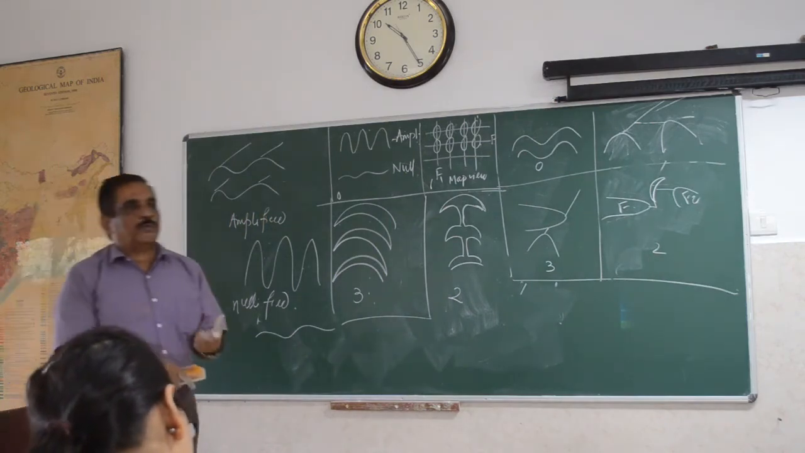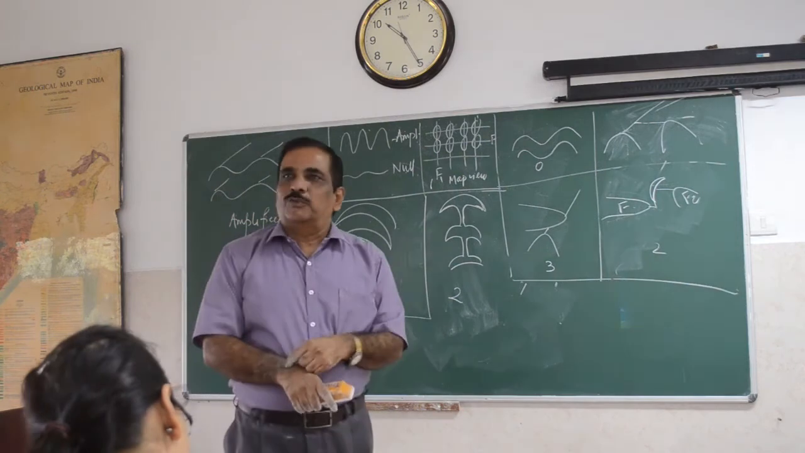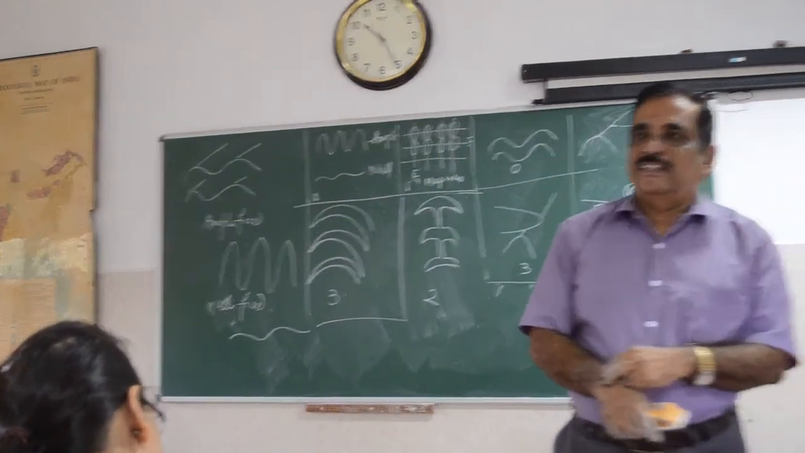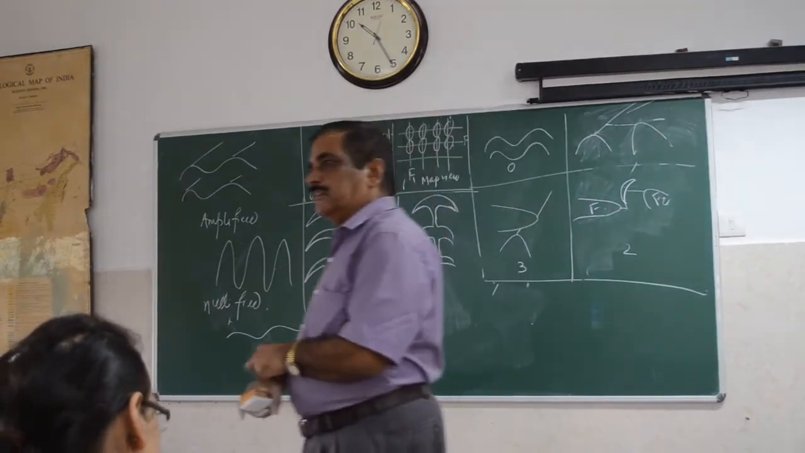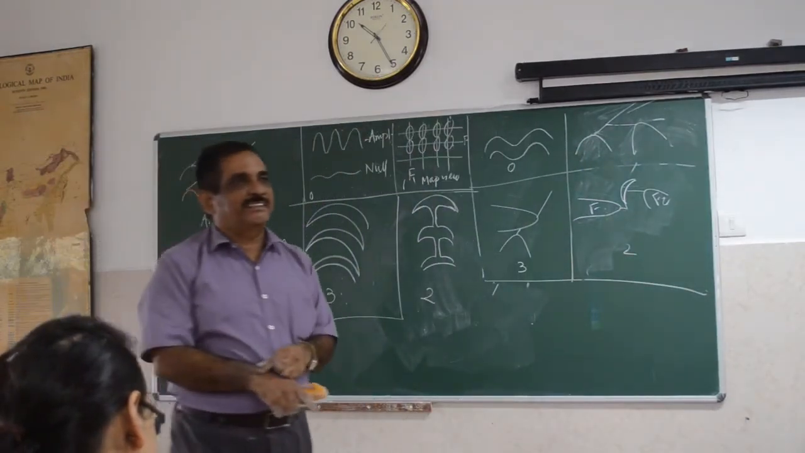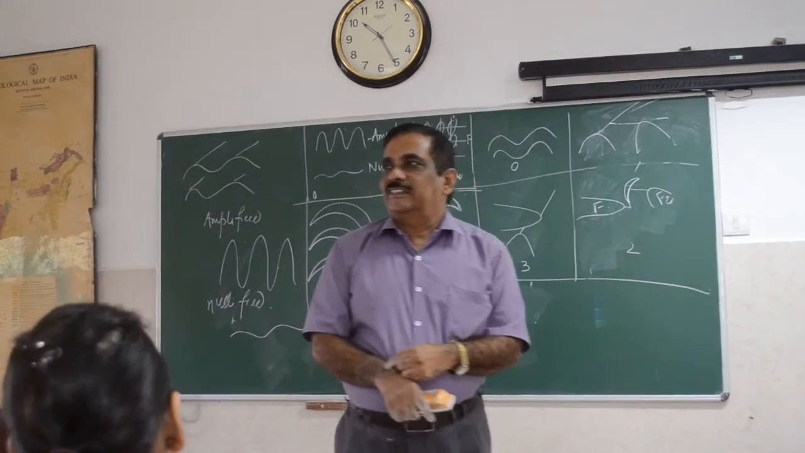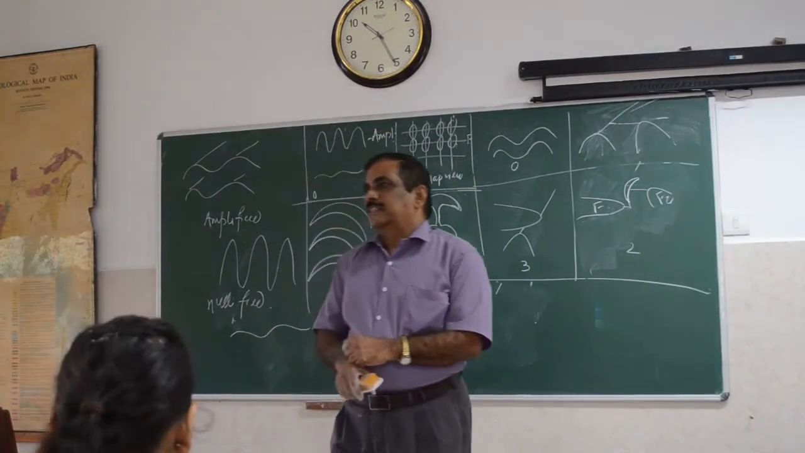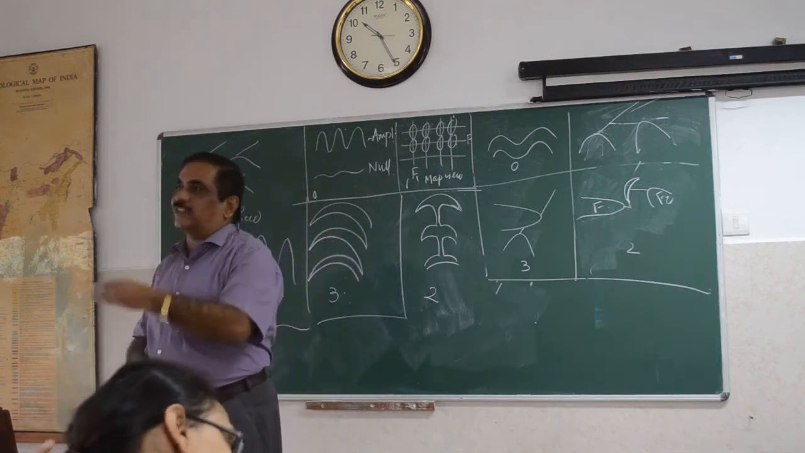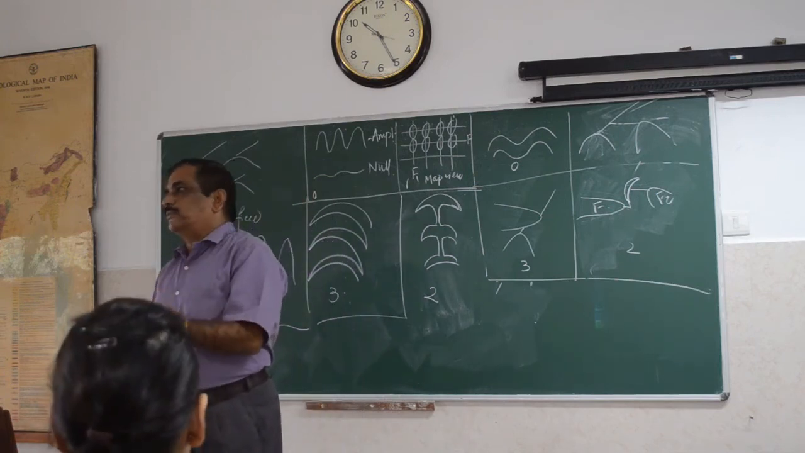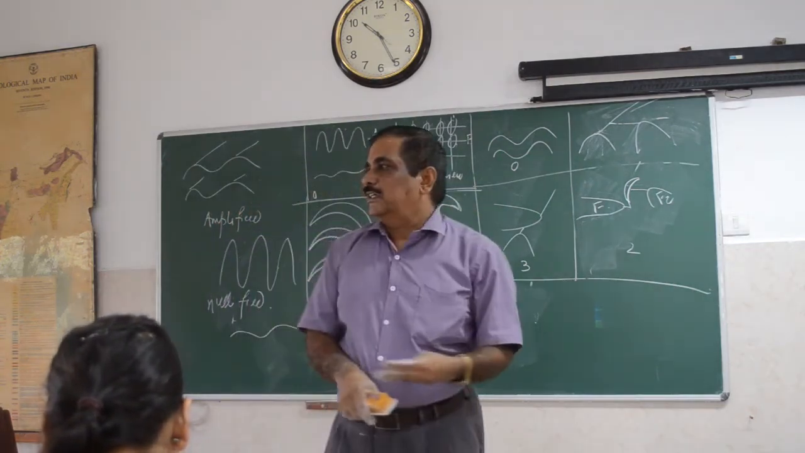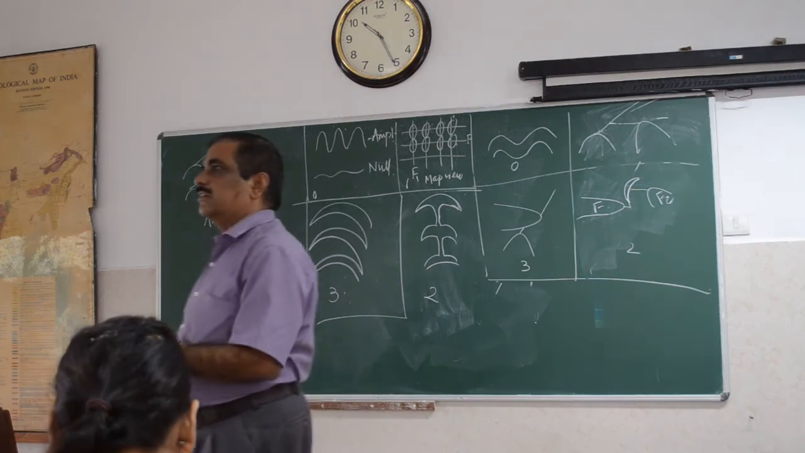Suppose somebody asks, what is coaxial folding? What type of interference pattern is it? Type 3. What is the mirror image pattern? Type 2. What are domes and basins? Type 1. The type 1 interference pattern is seen on a map view. Type 2 and type 3 interference patterns are seen on a sectional view, on a section.